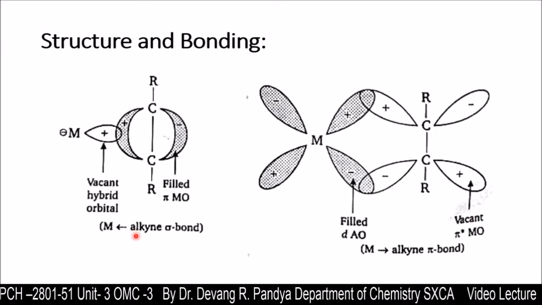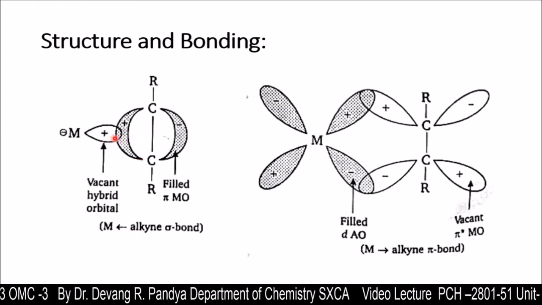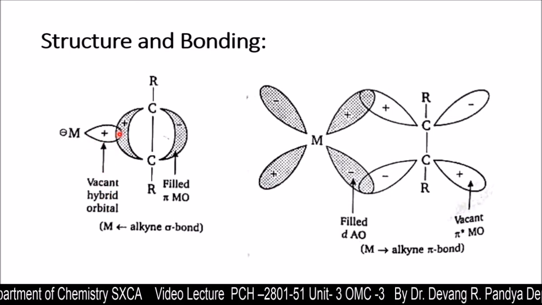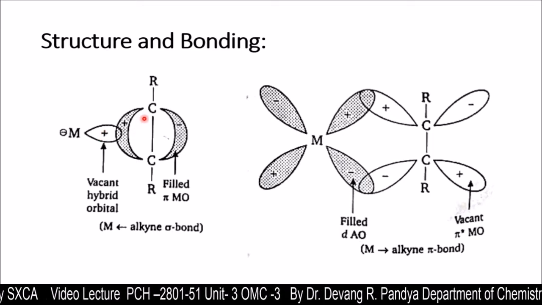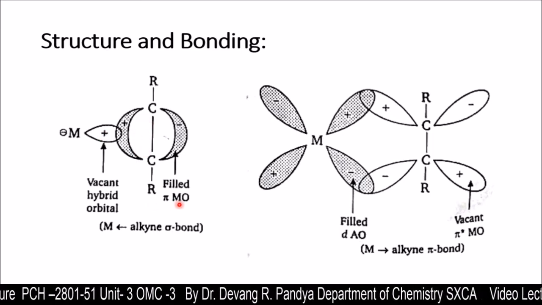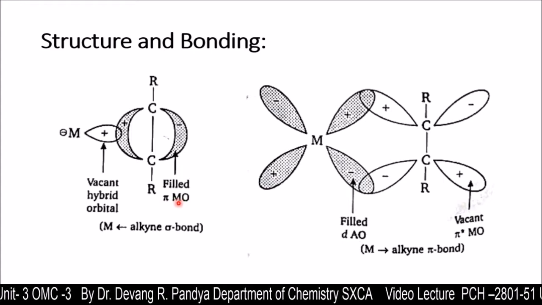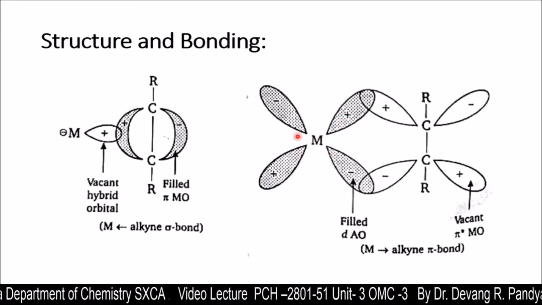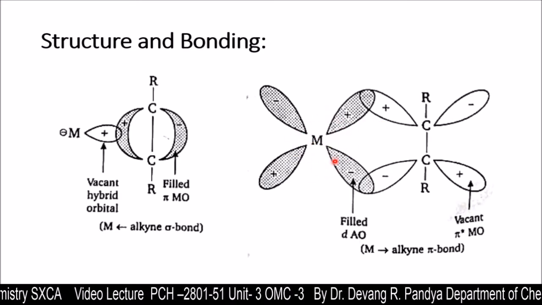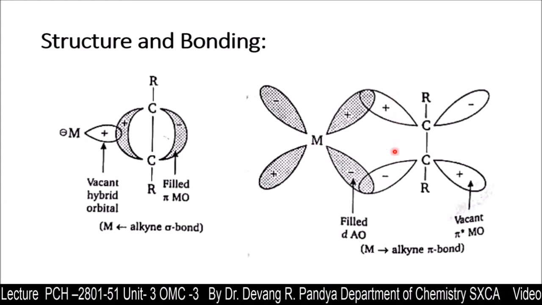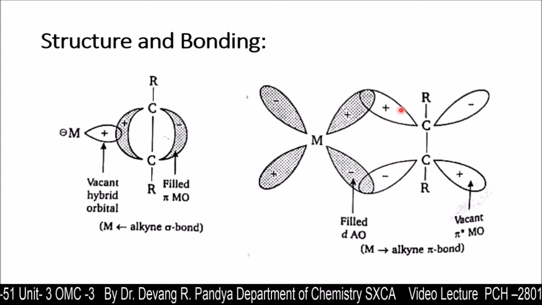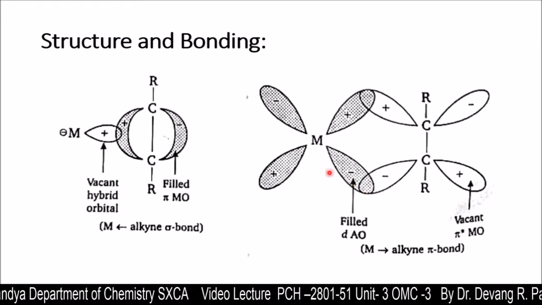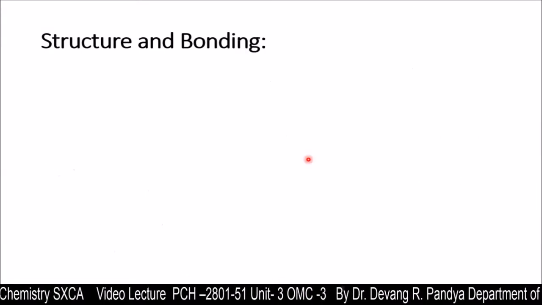So here you can see the alkyne to metal sigma bond formation. The vacant hybrid orbitals of the metal are going to gain electrons from the acetylenic triple bond, given from the pi MO orbitals, and that is going to form a sigma bond. Now the filled d atomic orbital of the central metal ion is going to overlap with the vacant pi star antibonding orbital of the carbon-carbon triple bond. So metal to alkyne back bonding is going to form, and we're going to get this synergistic effect over there.